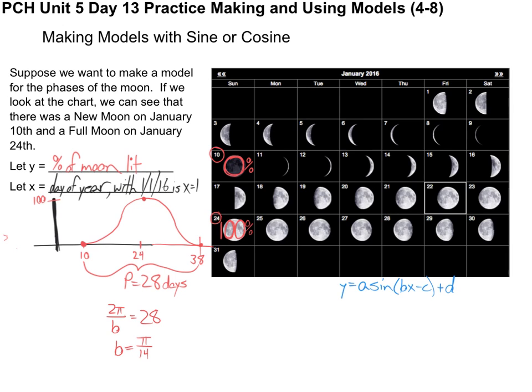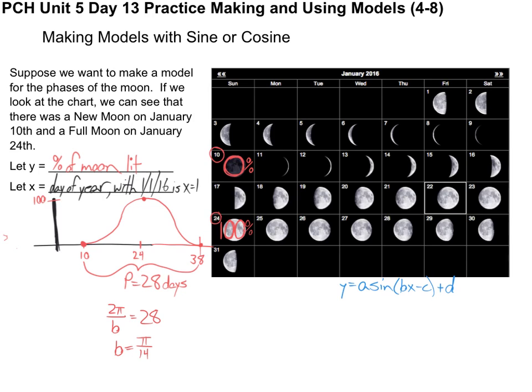Okay? So we're a quarter of the way done. Alright, so now we have one piece. We have b. Let's see what else we can get just from looking at this. What other things can we figure out here?